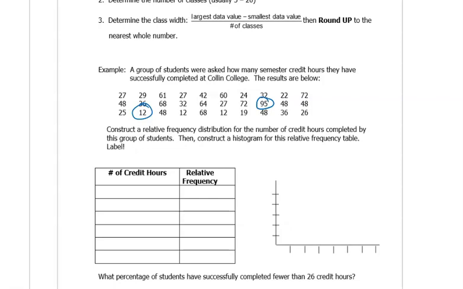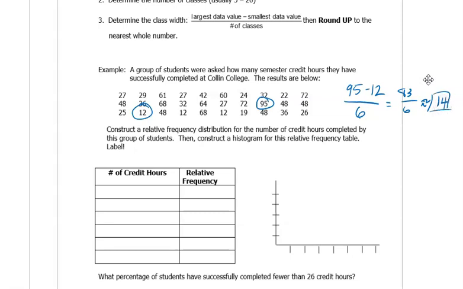Now to determine the appropriate class width, we should subtract 12 from 95 and divide by the number of classes, which is 6. And 95 minus 12, of course, is 83. If we divide by 6, we're going to end up getting a number that is in between 13 and 14, but closer to 14. It doesn't matter anyway because we want to round up to the nearest whole number. So it's close to 14. We will call it 14 because we want to round up. And so that's going to be the class width.